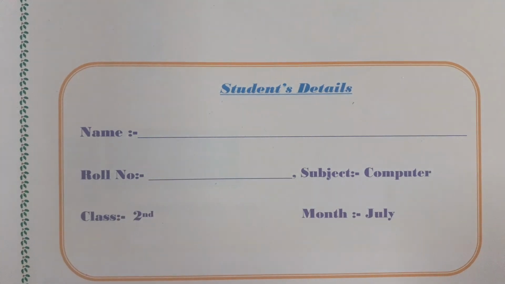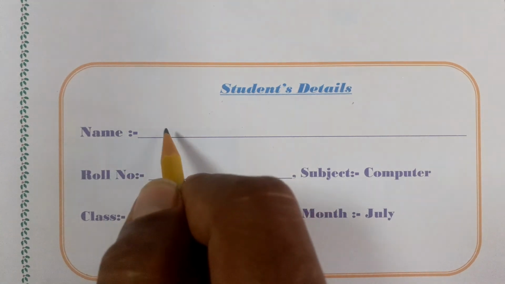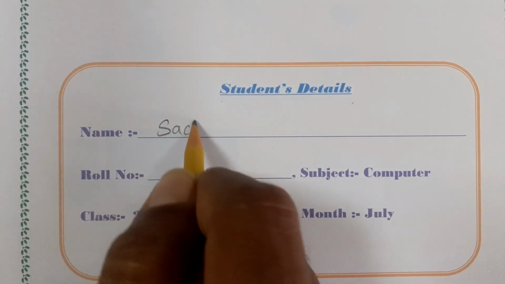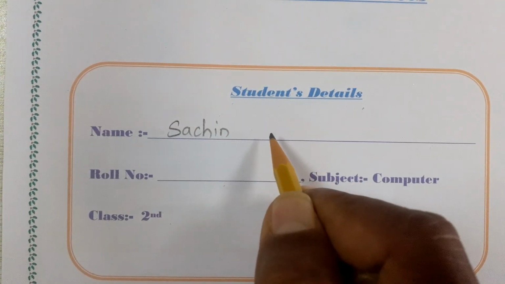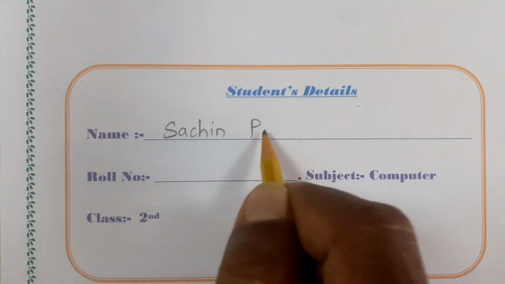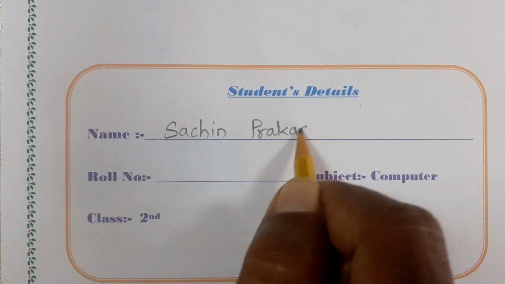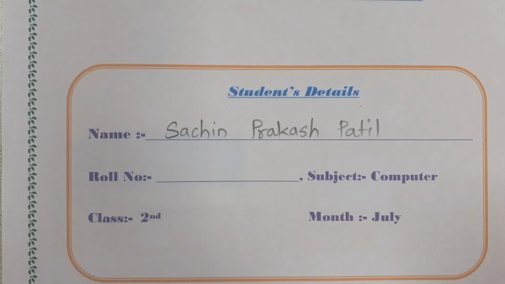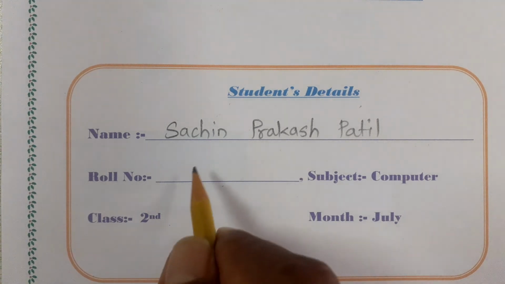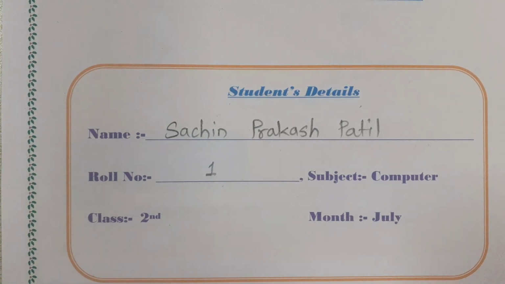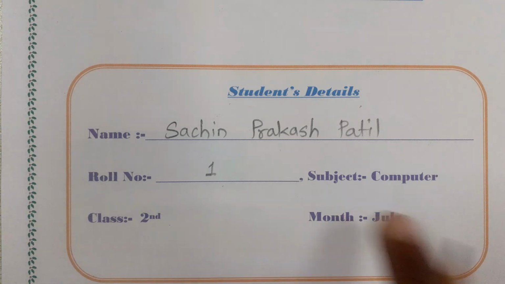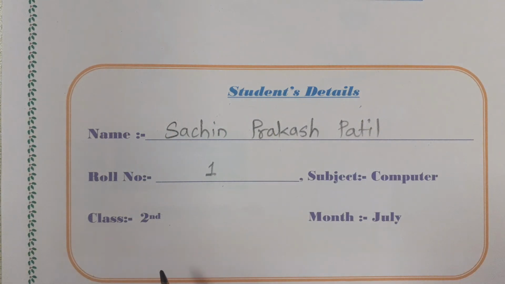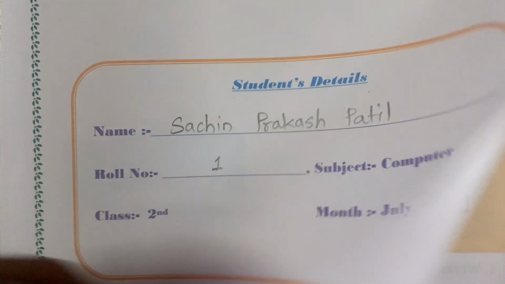So, write your name just like I write my name here. Sachin Prakash Patil. In this way, you can write your name and your roll number here. This is your cover page. Now, let us start our chapter first, worksheet first.